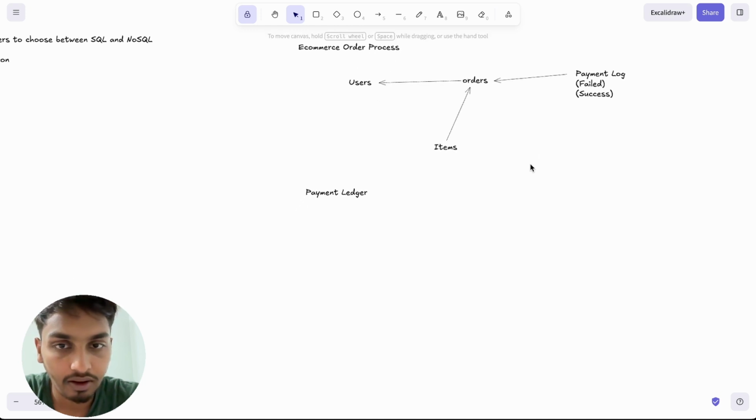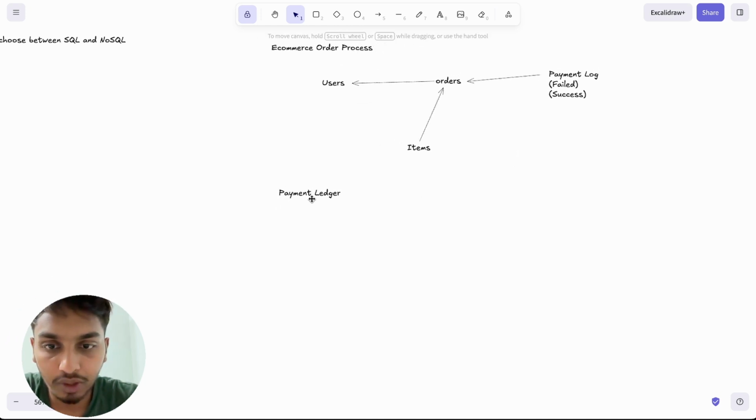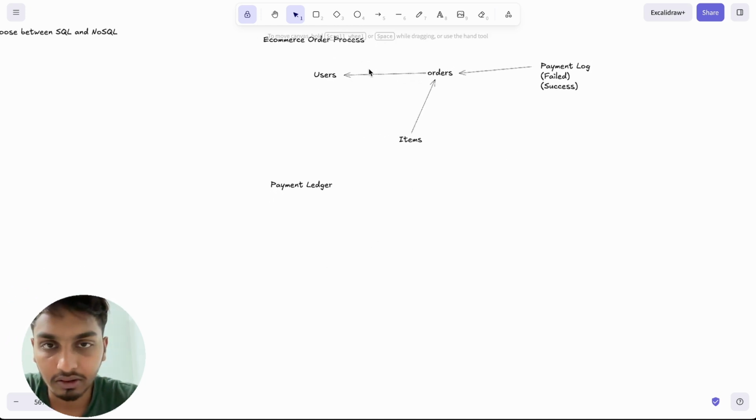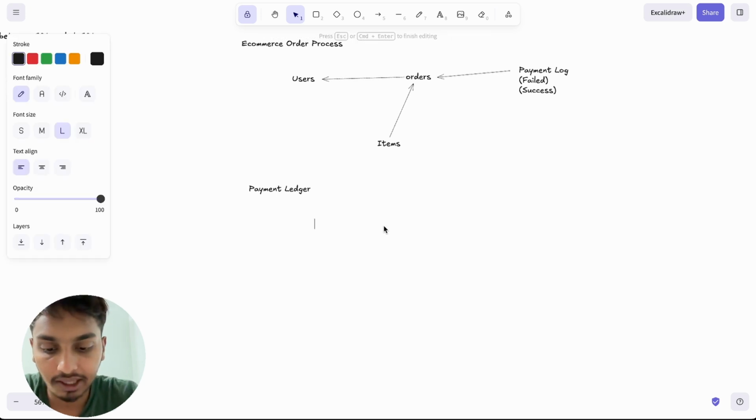So let's try to define a relation in the payment ledger. In the payment ledger we have three things: payment from, payment amount, and payment to. Payment from and payment to are just IDs, and payment amount is a positive or negative integer. Let's say plus 200.